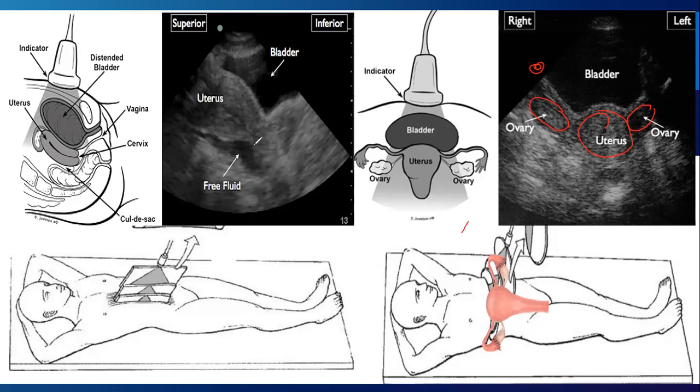What about the LS? The LS, the indicator is here. It's pointing towards the patient's head. So this is cephalic. This is towards caudal, this is towards the patient's feet, all right? So this is anterior and this is posterior. This is the bladder and the uterus lies behind the bladder as such. This is the Douglas pouch, okay? So this is your LS, all right?